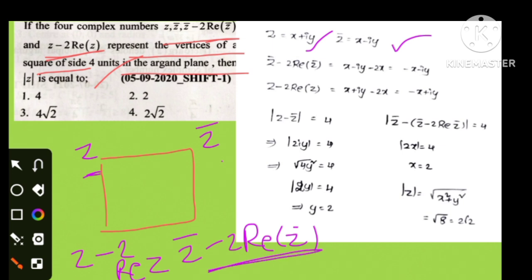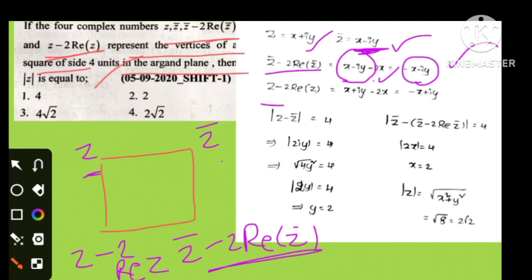What is z bar minus 2 into real part of z? z bar is equal to x minus iy, minus 2 into real part of z bar. Z bar is equal to x minus iy. Real part is equal to x. So after simplification, you get minus x minus iy.